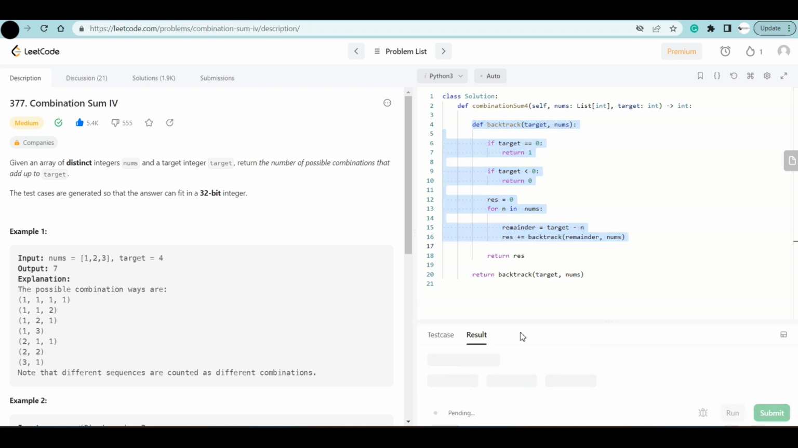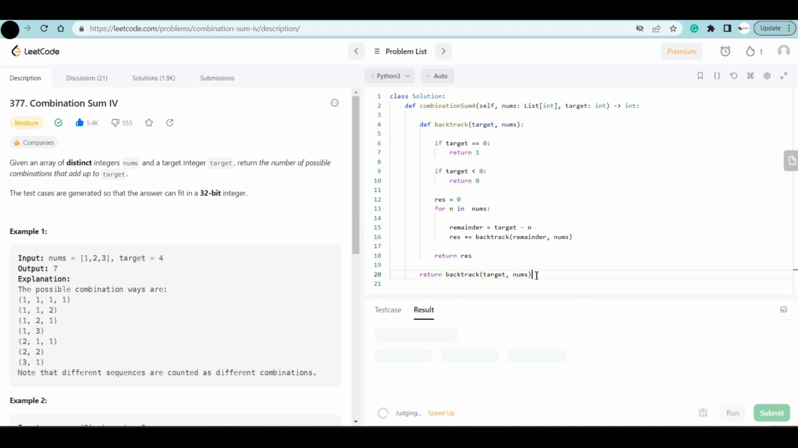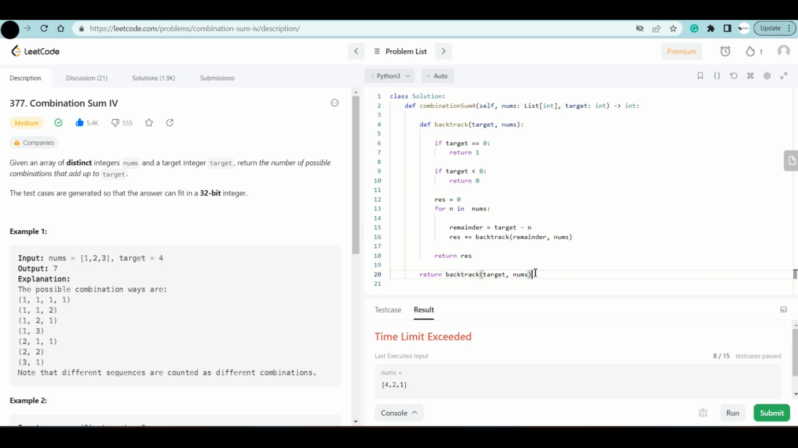So I'm just gonna run this. Okay, it seems like it's working, so I'm gonna submit. It's taking a while. That is because the time complexity of this code is exponential. So you see the time limit exceeded. We are essentially computing every possible combination from scratch, even if we know that we did that already.